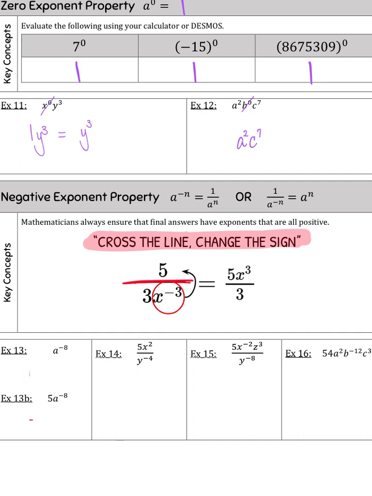In this example, you have 5 divided by 3x to the negative third. They take that whole thing that's touching my negative 3 and they move it to the other side. So now they have 5x to the third divided by 3. Now I want you to notice you're only going to move the terms that are touching your negative sign. This x is touching my negative exponent, but this 3 is not. So the 3 will stay here, but the x and the positive 3 are going to move to the top.